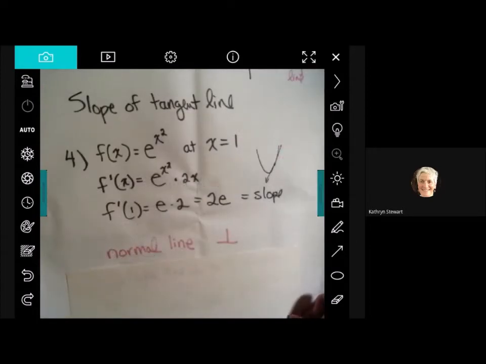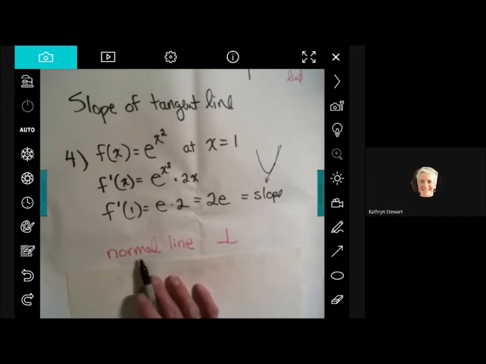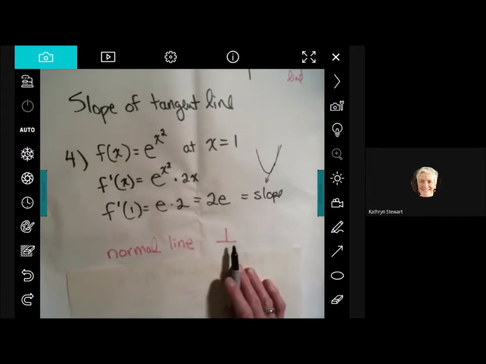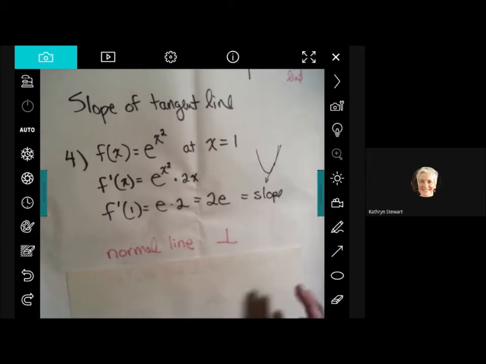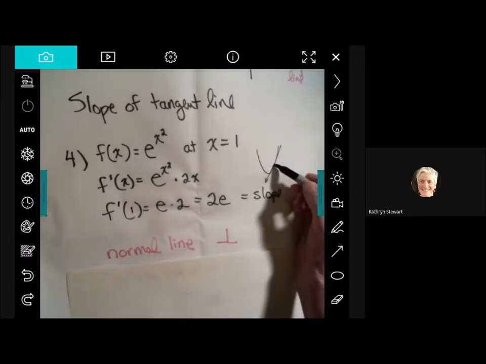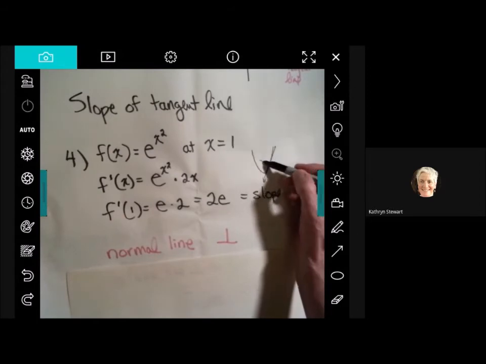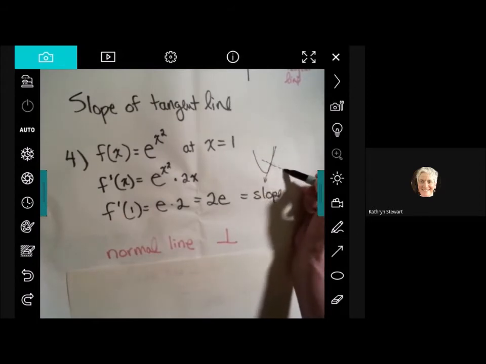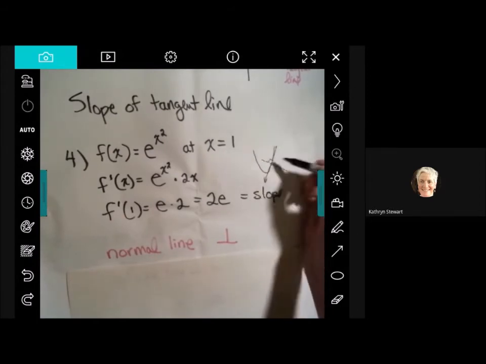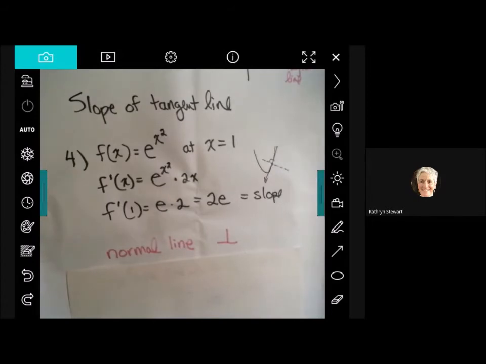Now, also in this problem, I asked you to find the slope of the line that's normal or perpendicular to this curve. Normal in math also means perpendicular, okay? So if I'm looking for a slope that is perpendicular to a curve at a point, well, that means I'm looking for a line that is perpendicular to the line that's tangent to a curve at a point.